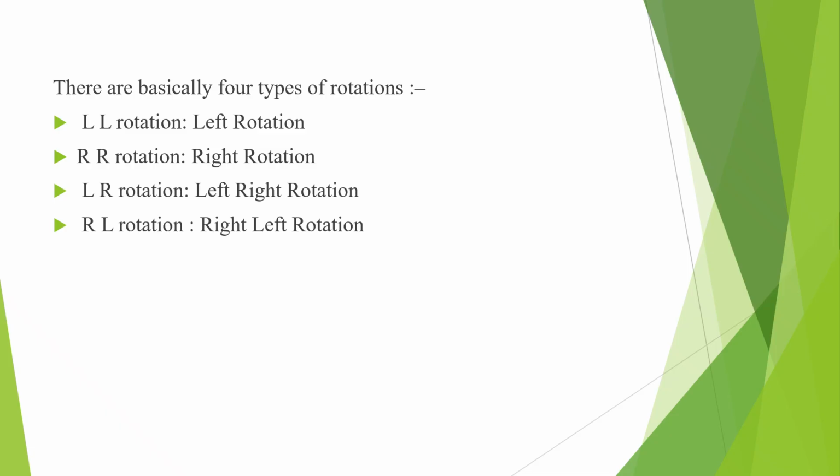There are basically four types of rotations. They are LL rotation, left rotation, RR rotation, right rotation. Both LL rotation and RR rotation are considered single rotations. LR rotation, left right rotation, and RL rotation, right left rotation. Both LR rotation and RL rotation are considered double rotations.